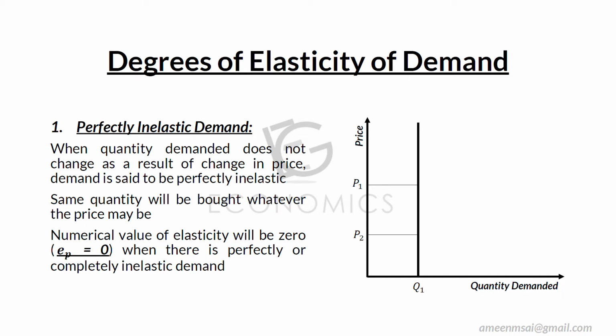The first one is perfectly inelastic demand. So what is inelastic? And here the word is perfectly inelastic demand. That means there is no elasticity. When quantity demanded does not change as a result of change in price, demand is said to be perfectly inelastic. So what happens here? Even though there is a change in price, quantity demanded doesn't change.